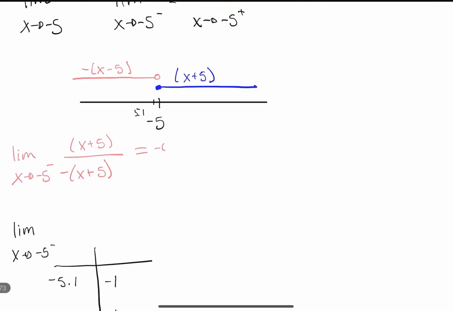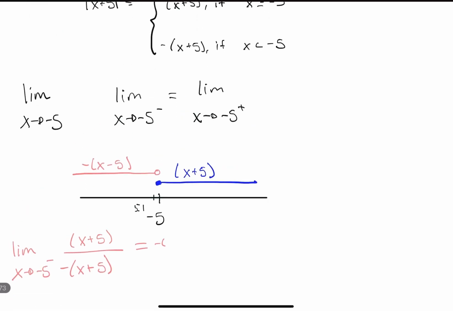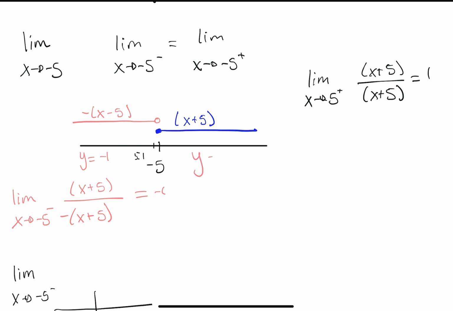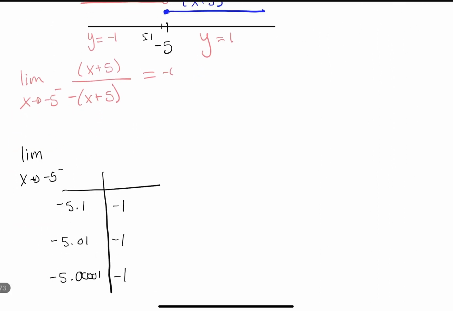And then we're going to do the same exact thing coming in from the right, because when we're coming in from the right, we have the limit as x is approaching -5 from the right of x plus 5 over x plus 5. This should just be equal to 1. So when we're coming in from the left, our y should be equal to -1. And when we're coming in from the right, our y should be equal to 1. But let's prove that this is true.